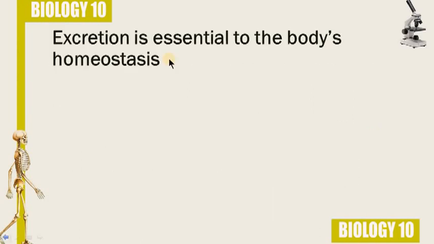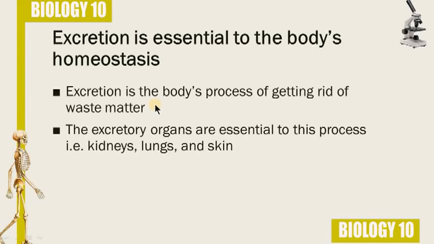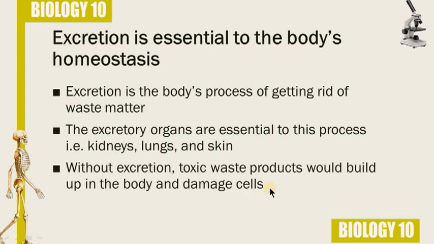Excretion is essential to helping the body maintain its constant conditions. This is homeostasis. Excretion is the way that the body gets rid of waste matter. Organs involved include the kidneys, the lungs, and the skin. Without excretion, the toxic products would build up in our bodies and damage our cells.